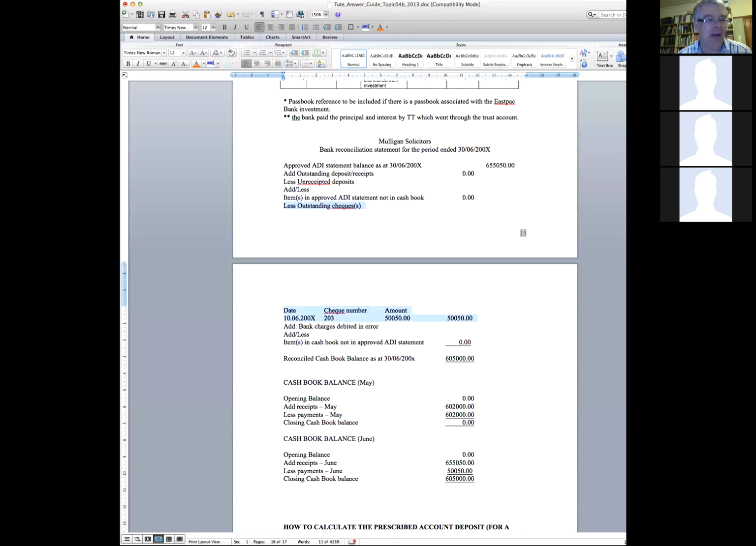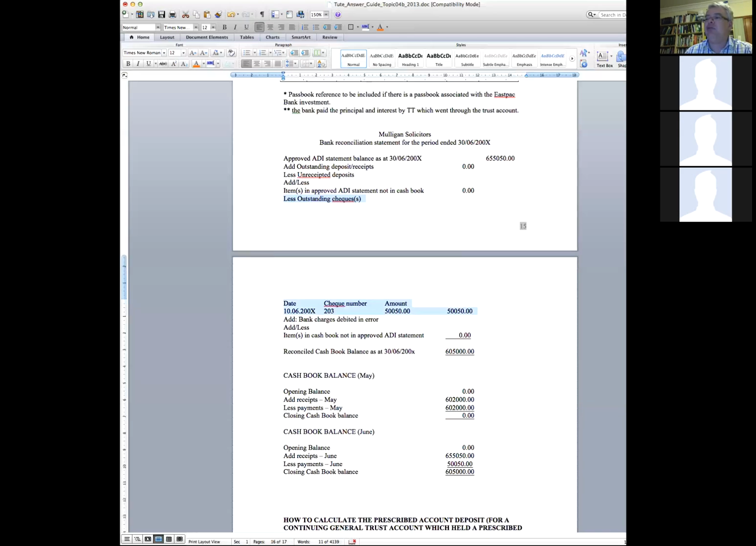Now, we don't have any in our example, but if we did, you would just put a figure for that error, and you would ring the bank and say, look, you've stuffed up, you need to pay us back that money. You don't charge fees on a trust account. Okay, that's how you'd handle that sort of situation. So the reconciled cash book balance as at the 30th of June is $605,000. That should be equal to what our cash book balance is at the end of June, because it's taken into account all of the things that need to be taken into account to correct the bank statement.